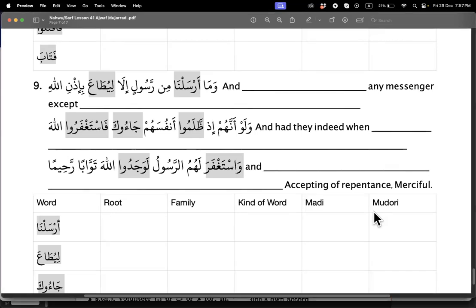Okay, so before we move on to the next one, we have one more question to do. We cannot do the iraab for much of this, so let's do the sarf. Arsalna.